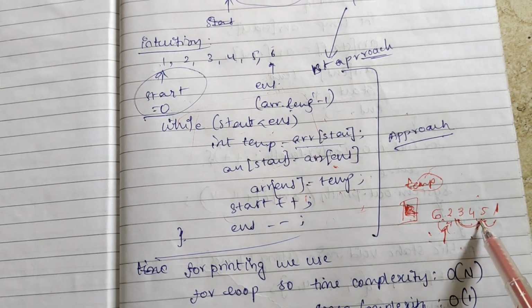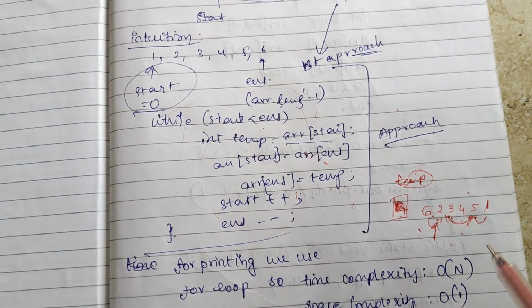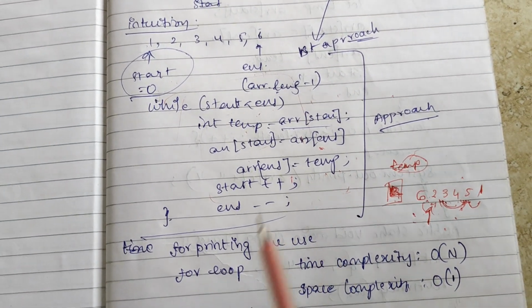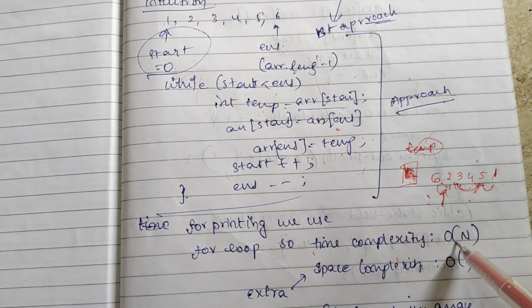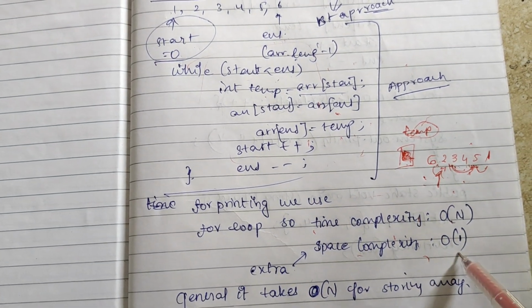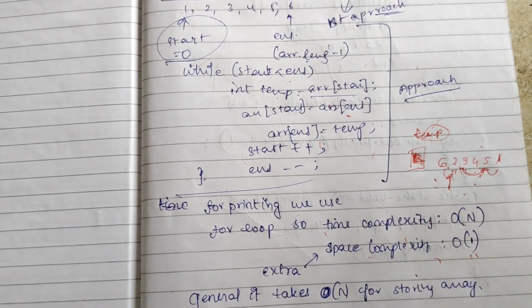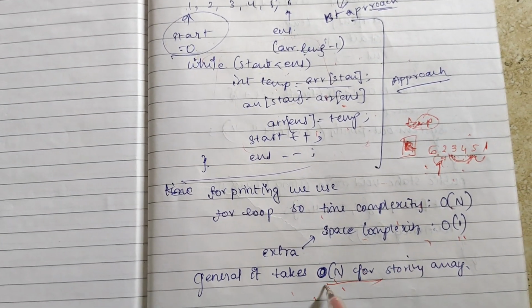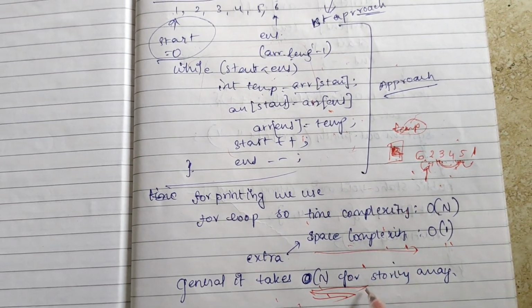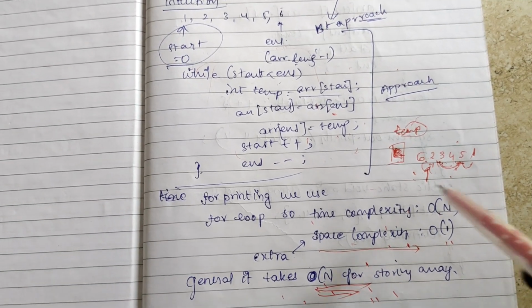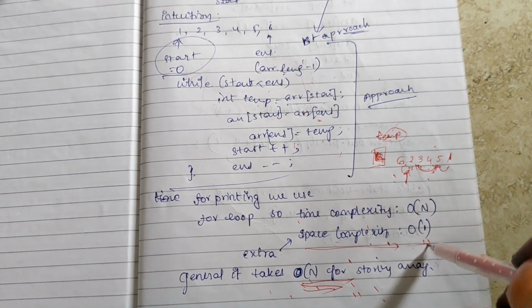At a certain position my start will have increased so that the loop won't run, and it will come out of the loop and print my array. For printing only we use time complexity O of n, and the extra space complexity being used is O of 1. In general the array itself takes O of n space, but interviewers ask about extra space complexity, not the space required for the problem itself. So it takes O of 1 extra space.